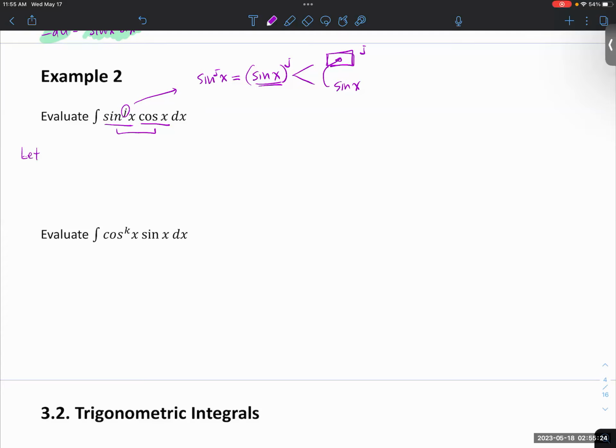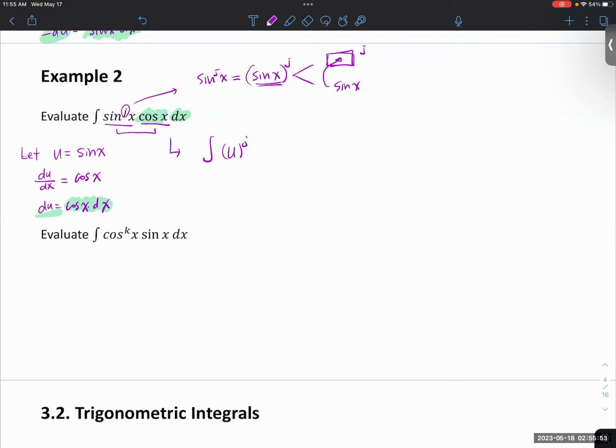Let u equal sine x, because that has been raised to the power. Take the derivative, which is cosine x this time, positive cosine. And then du will be cosine x dx. So exactly, we match cosine x dx, that is a du. So if I rewrite it, that means u to the j, correct?